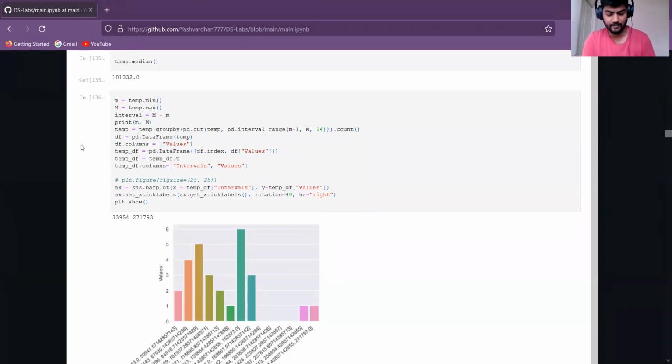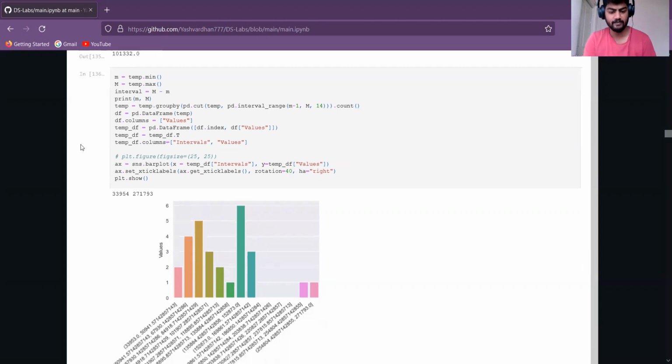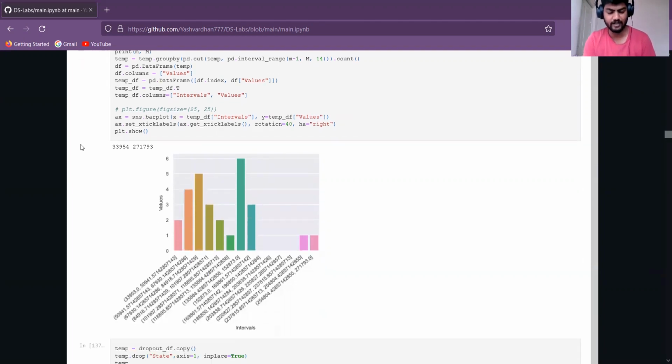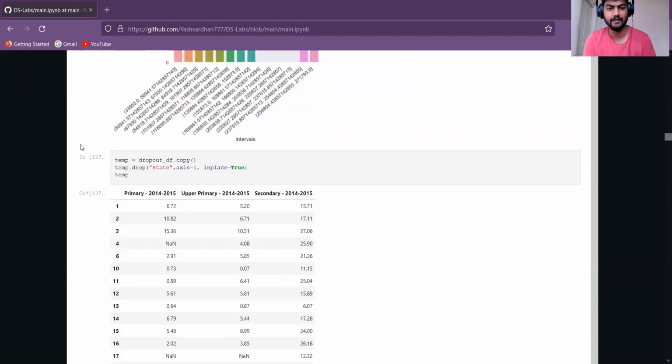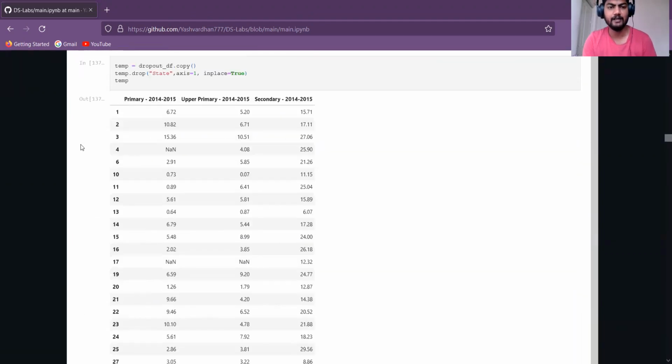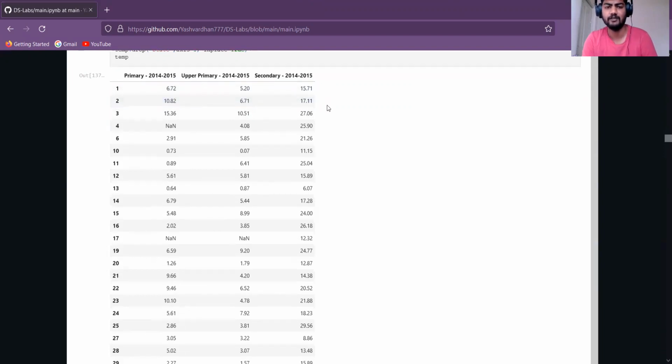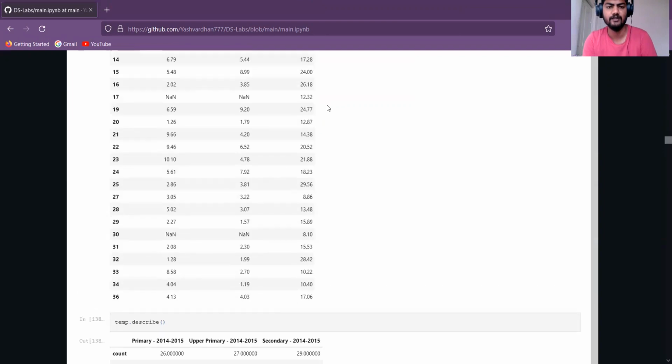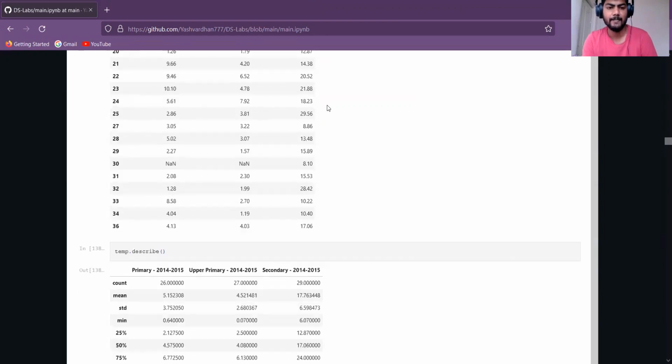We will basically calculate the mean and median of GSDP, that is GDP percentage per capita, and this graph depicts which states fall under which GSDP per capita interval. And this bar table gives the information of the contribution of the primary sector, upper primary sector and secondary sector for the year 2014 to 2015, in which some nan values are present.